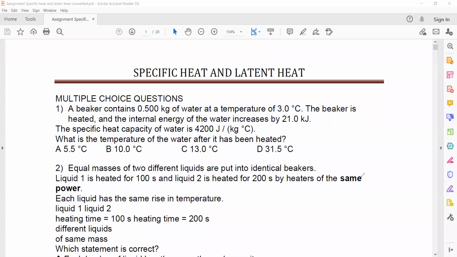So in the question, a beaker which contained 0.5 kilogram of water at 3 degrees centigrade, so that's the starting temperature. The beaker is heated, the internal energy of the water increased by 21.0 kilojoule. So 21.0 kilojoule actually means 21,000 joules.